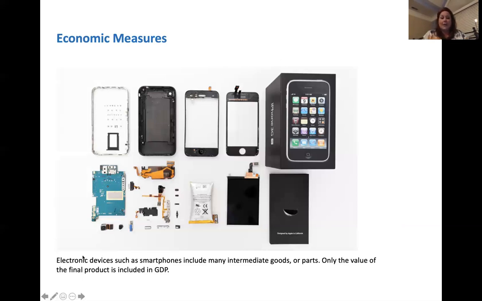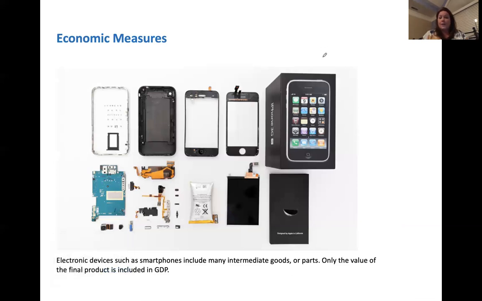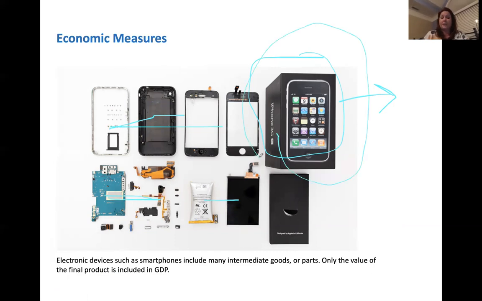We don't count the intermediate goods. We only count this final one right here where this price, where we sell it. This goes to the consumer. All of this stuff just is intermediate. They get put together to create this iPhone. That's the value that we add to GDP.